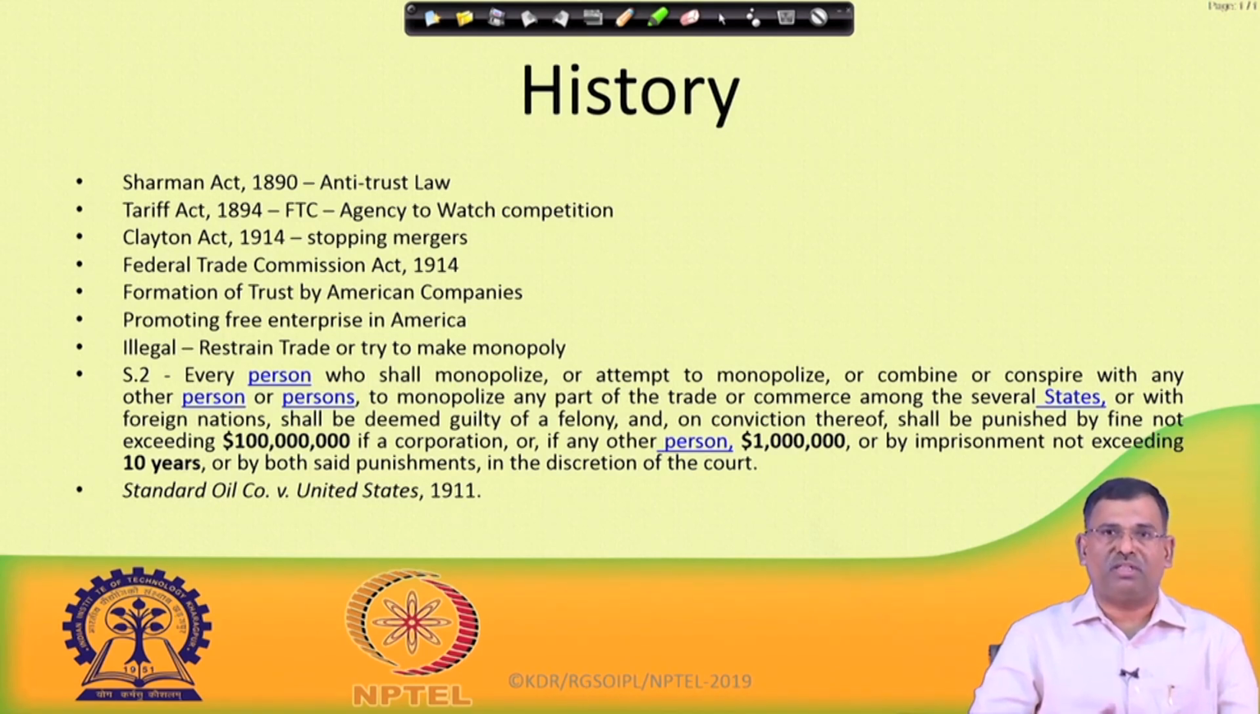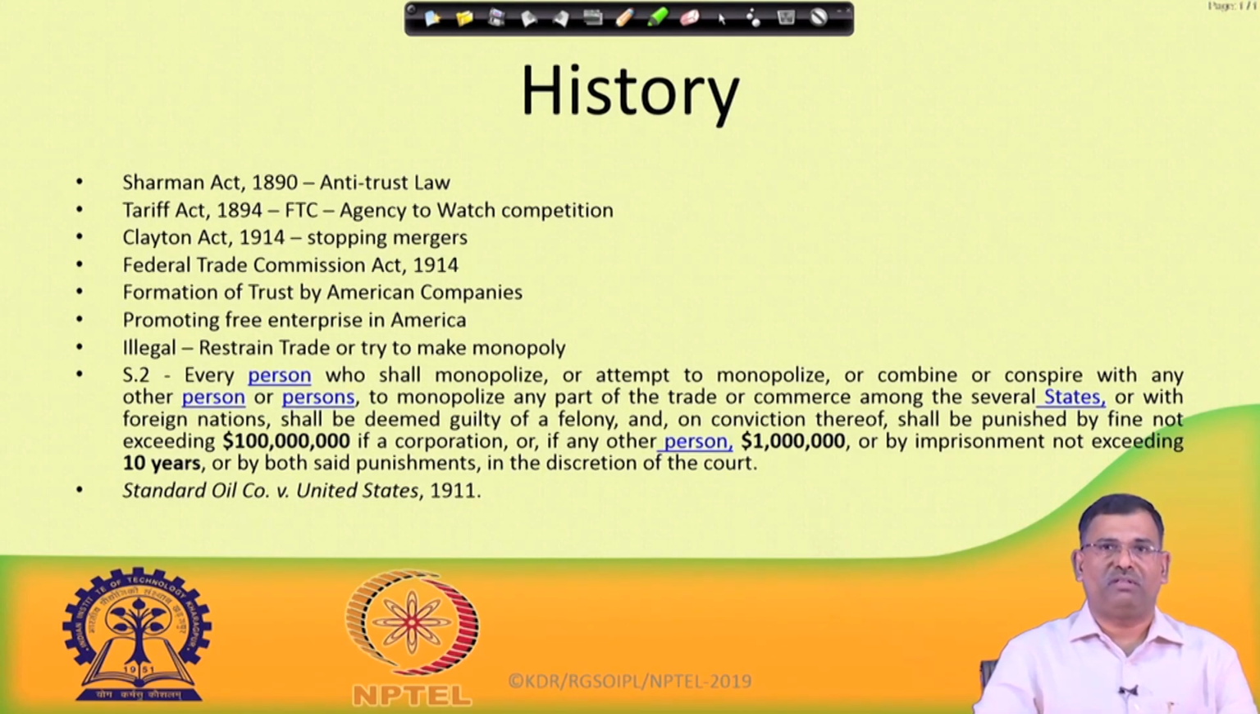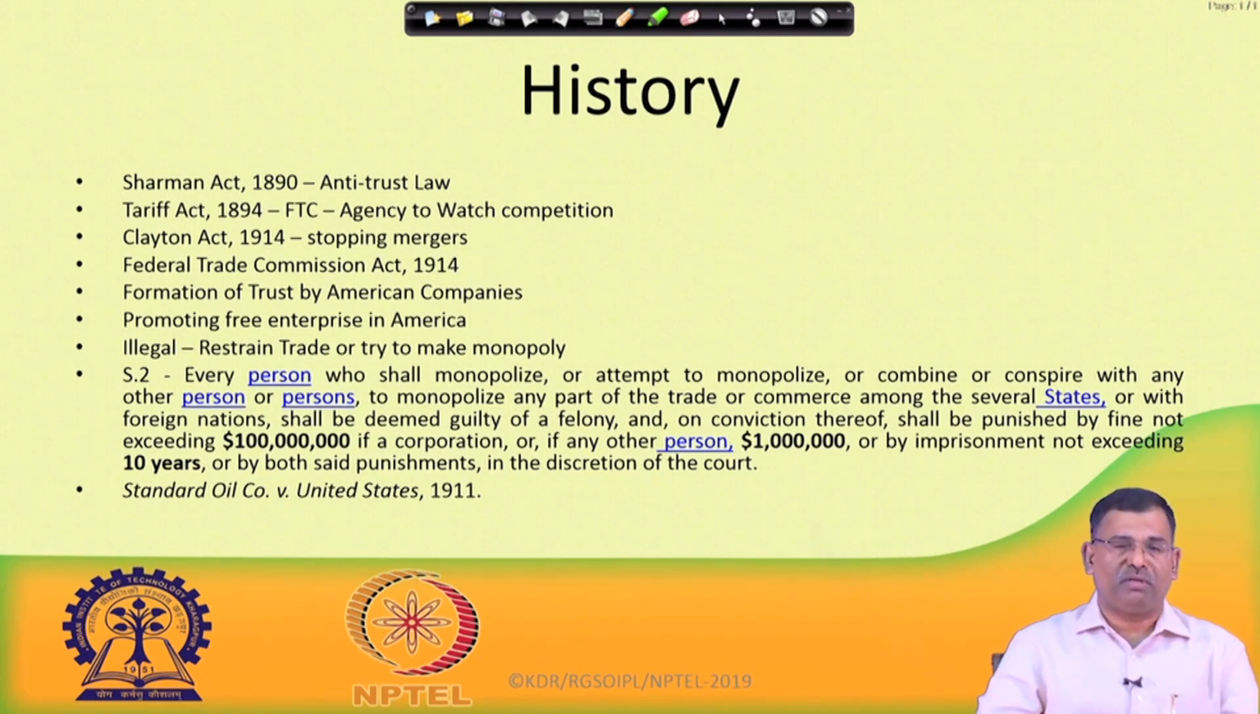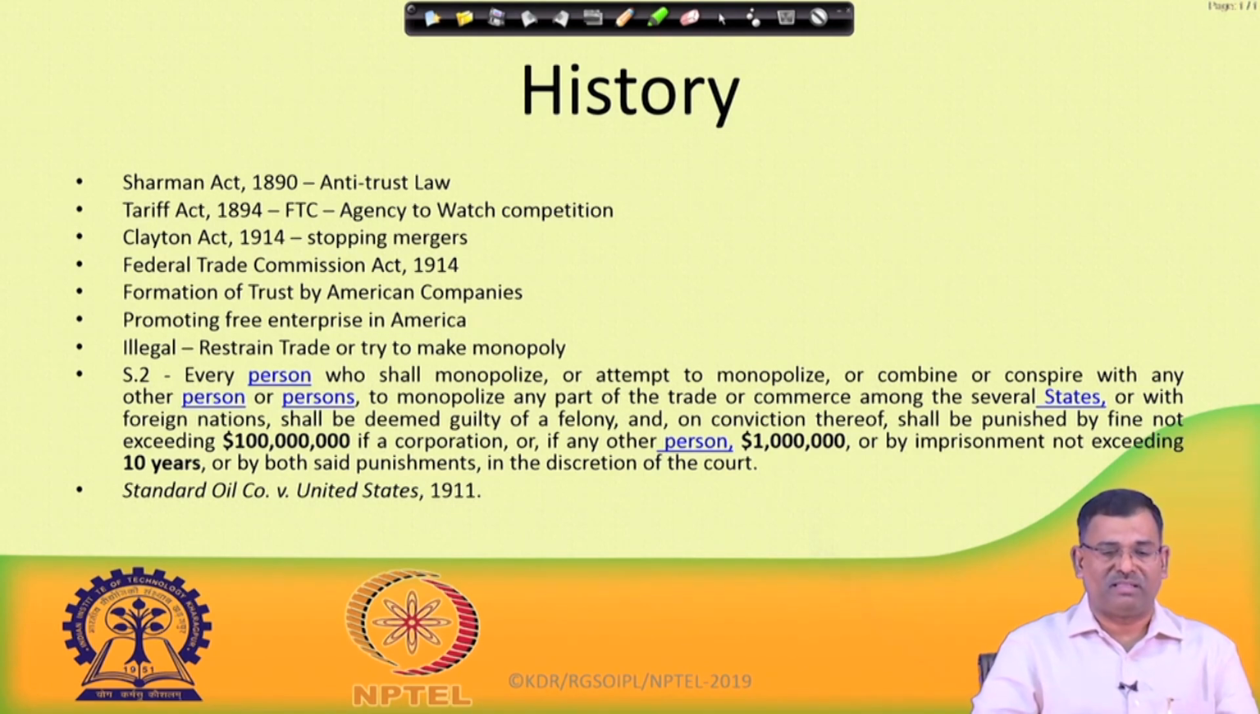Then, in order to curb the loopholes, next they passed the Act which is known as the Clayton Act of 1914, which put curbs on mergers. And definitely, in order to enforce the competition law, or the antitrust law, very strictly in the United States, the Tariff Act of 1894 was passed, and an agency, the Federal Trade Commission, was formed to enforce the antitrust law in the United States.